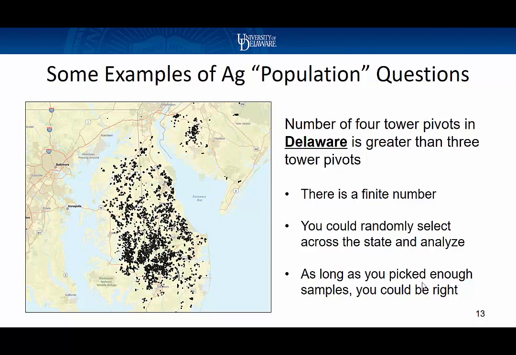So let's say your question was, I think that the number of 4 tower pivots is greater than the number of 3 tower pivots. Well, there's a finite number of pivots in Delaware. You could possibly measure every single one over a year if you wanted to, and then you wouldn't need statistics. You could show there's this many of 3 and this many of 4. You would have the entire population.